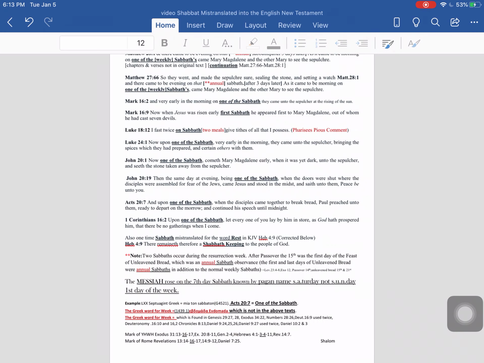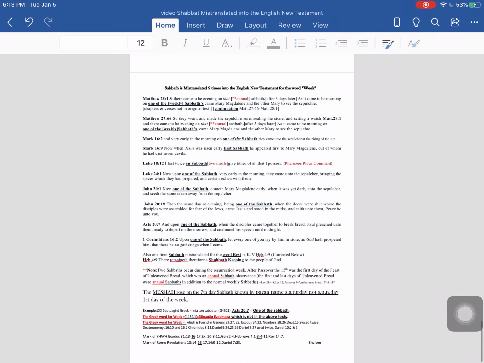So there you go. I'm going to zoom out here again. That went on a bit of a tangent. But again, this was about updating a revised version of Matthew 28:1. So, okay, thank you.